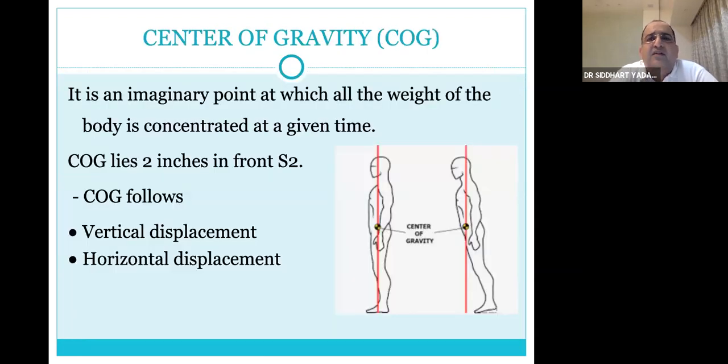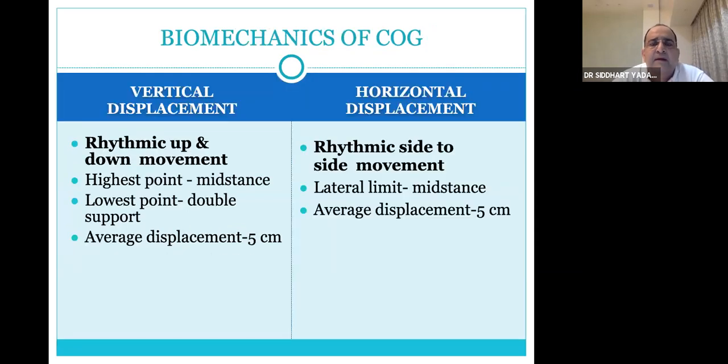Now, what is center of gravity? Center of gravity in a human body is an imaginary point which lies 2 inches anterior to the S2 vertebra. Now, during the gait, the center of gravity follows vertical displacement and horizontal displacement. It is important to maintain the center of gravity with minimal displacement.